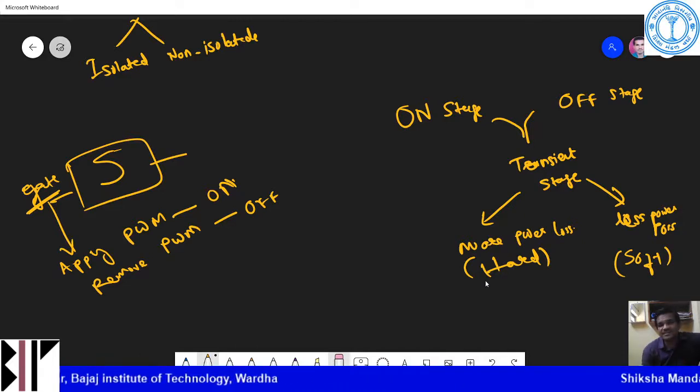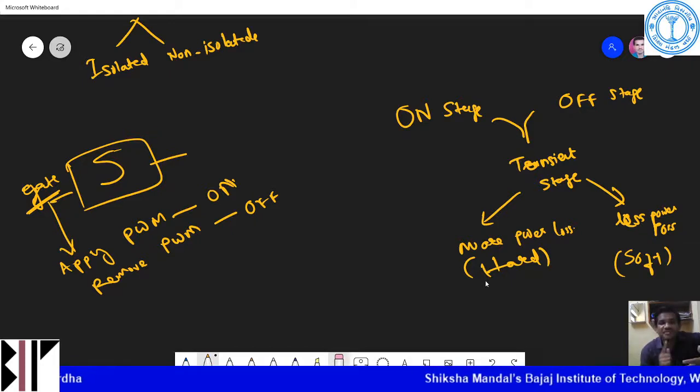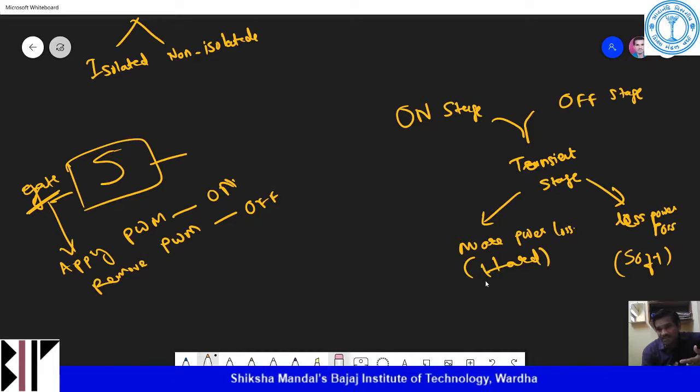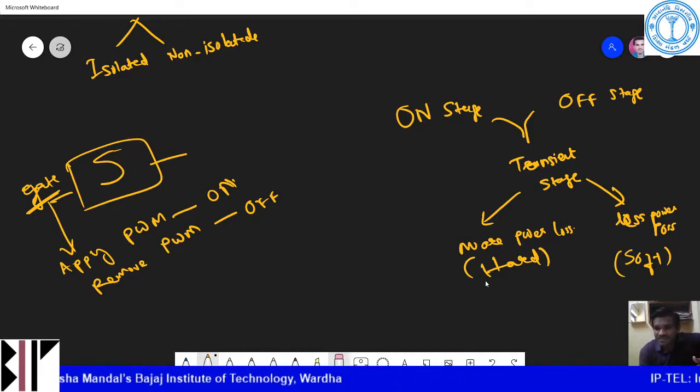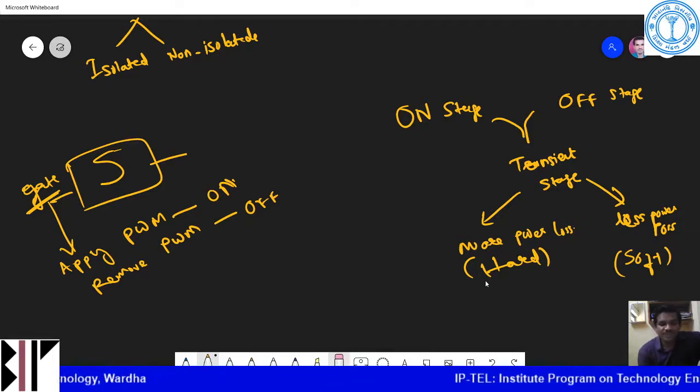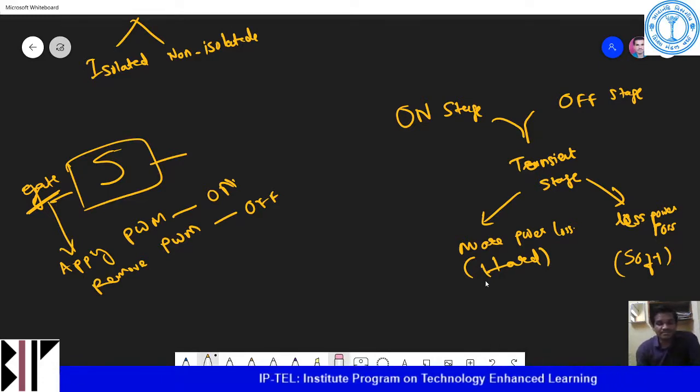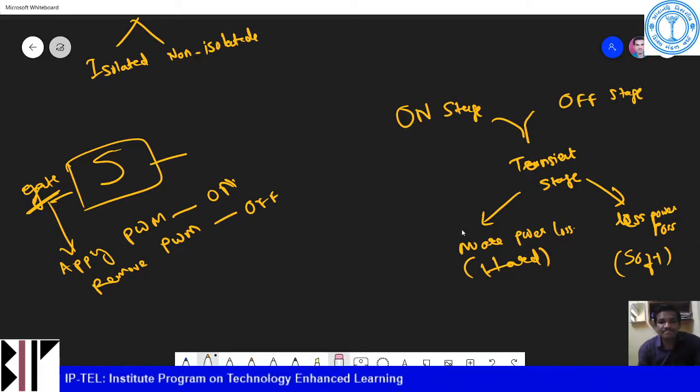So there are three types of DC-DC converter: linear converter, hard switch converter, and soft switch converter. What is a hard switch converter? In the transient state, if more power loss is there, that is called hard switching. In the transient state, if less power loss is there, that is called soft switching. Is that clear? Hard switching and soft switching.